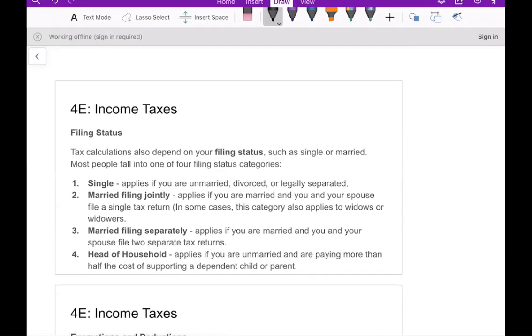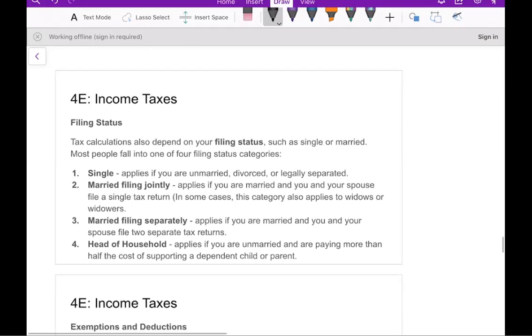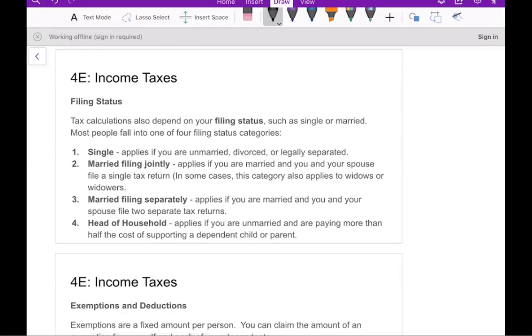The first one is, of course, single, and this would apply if you're unmarried, divorced, or legally separated. There's married filing jointly, which applies if you're married and you and your spouse file one single tax return. In certain cases this would also apply to widows or widowers, but for the most part, this is for you and your spouse. There's also married filing separately, and this will apply if you're married, but you and your spouse file 2 separate tax returns.